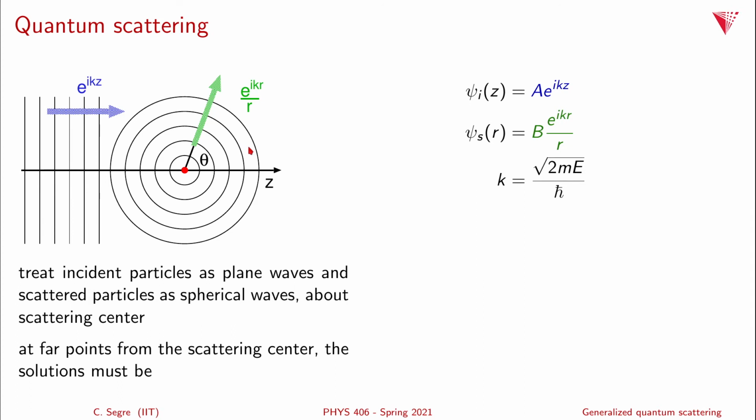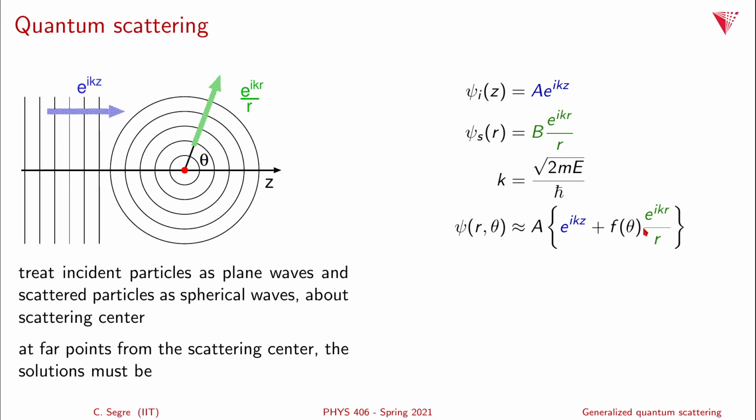So if you're very, very far away from the scattering center, then you know what the solutions must be. The solution must be a superposition of the incident wave plus the scattered wave. And so you can write the wave function at a far distance away from the scattering center as psi of r and theta is approximately equal to A, some normalization constant, times e to the ikz plus a scattering factor f of theta times e to the ikr over r, and that's a spherical wave.